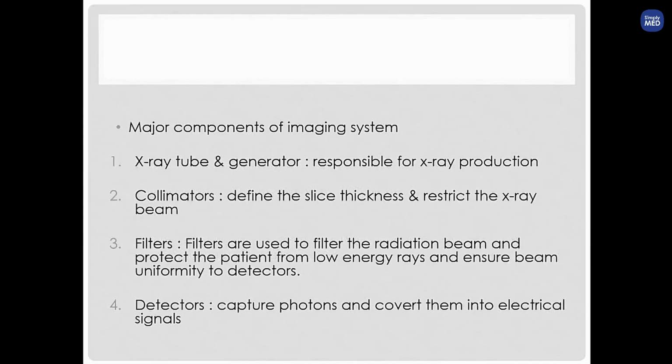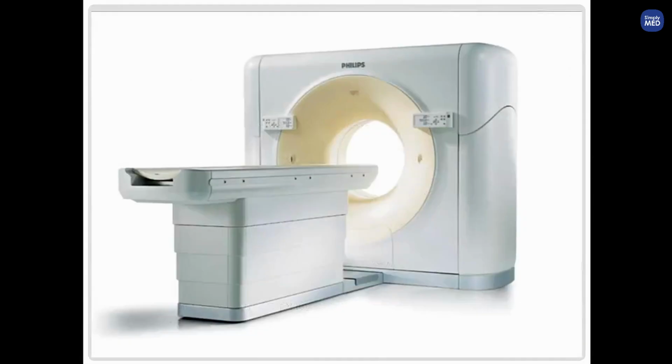The major components of the imaging system are the X-ray tube and generator, which produce X-rays, and the collimator, which defines the slice thickness and restricts the X-ray beam. We have filters to filter the radiation beam, protect from low energy and ensure uniformity at the detector. And we have the detector which will capture the photons and convert them into an electrical signal. So this is our CT system.